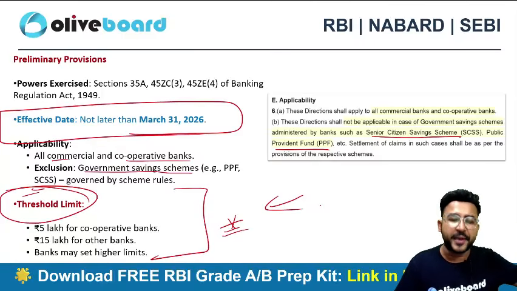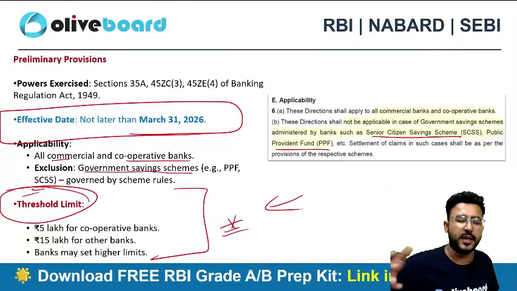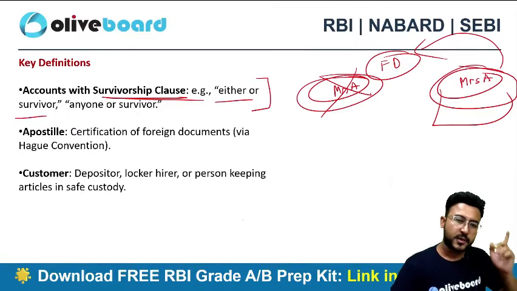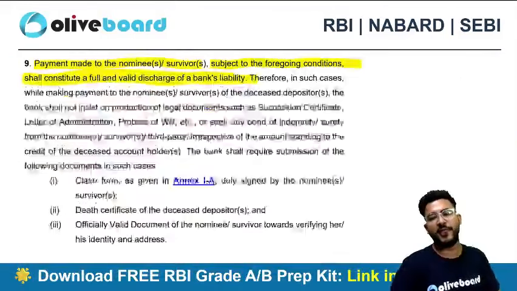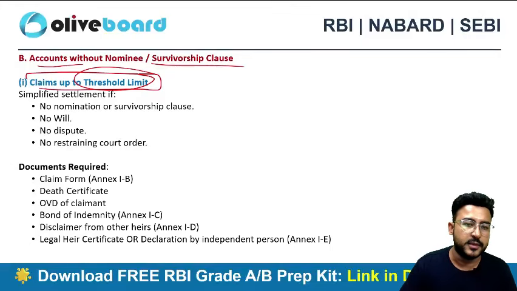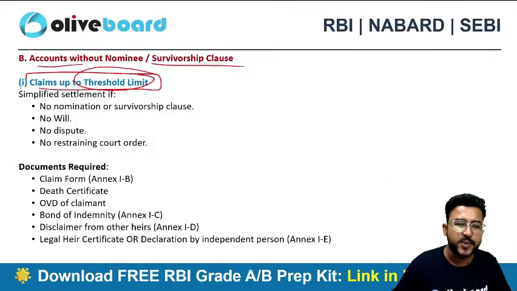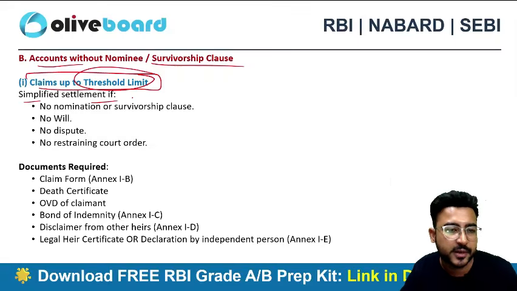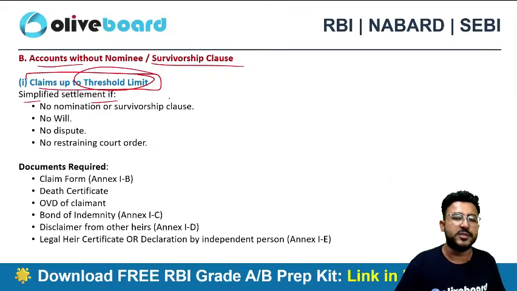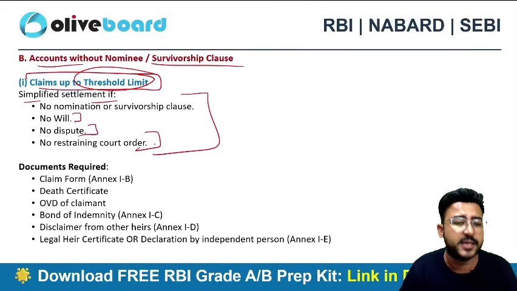If it's a cooperative bank, the claim is up to 5 lakh. If it's any other bank, the claim is up to 15 lakh. If the claim is up to 5 lakh and 15 lakh respectively, then the claim is within the threshold. If the claim is within the threshold, there is a lesser amount of risk. So that's why there is a simplified settlement requirement. No nomination or survivor clause, koi baat nahi, it will be fine. No will, no dispute, no court order, no problem at all.